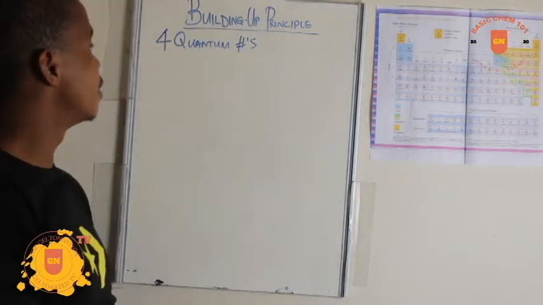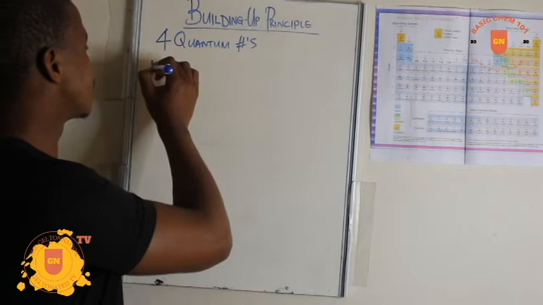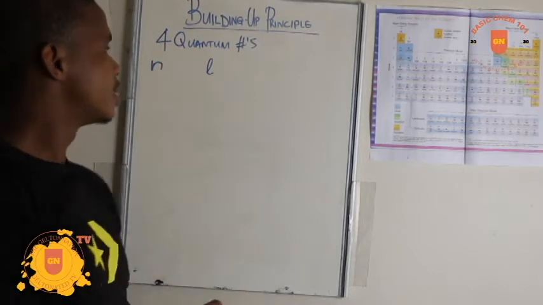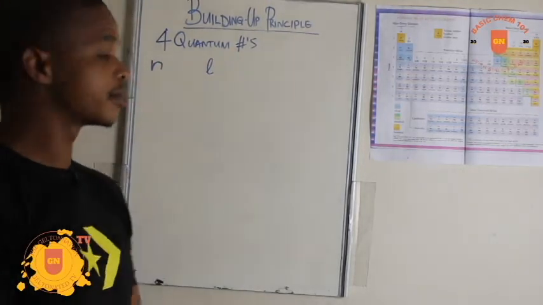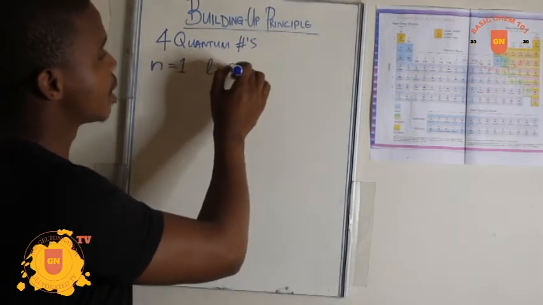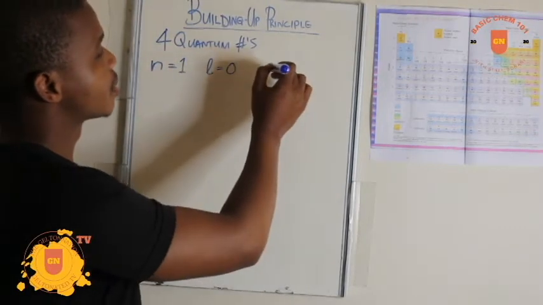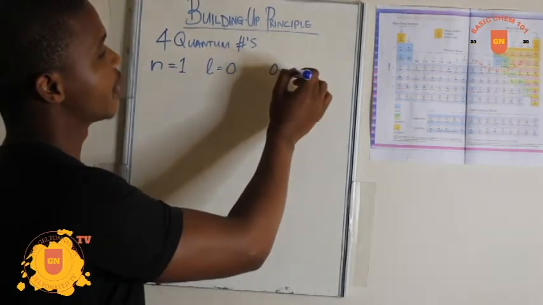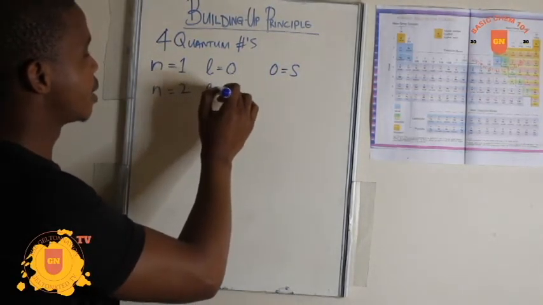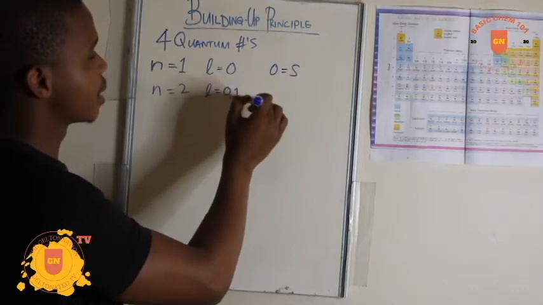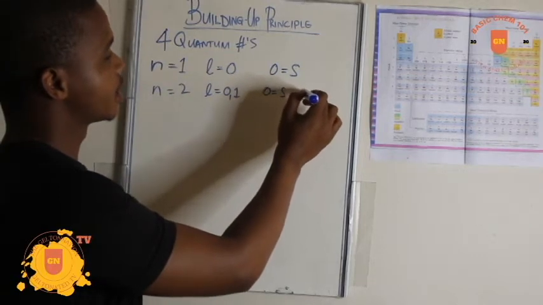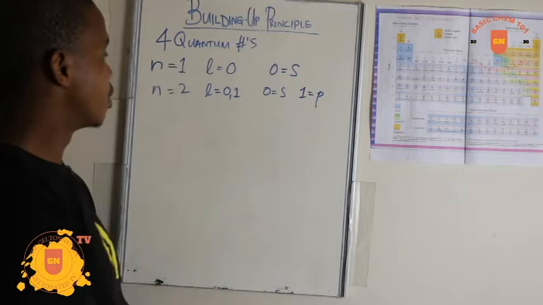We also know that quantum number n is the principal, and quantum number L is your angular momentum. So when n is equal to 1, your L is equal to 0. Also when your L is equal to 0, you have the s orbital. When n is equal to 2, L is equal to 0 and 1. When L is 0, you have the s orbital. When L is 1, you have the p orbital.